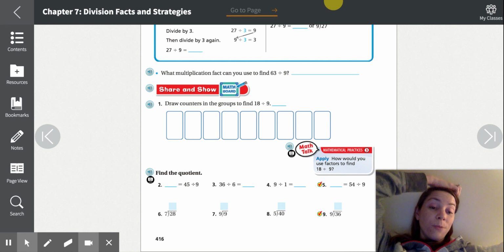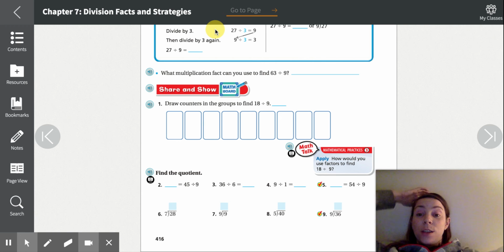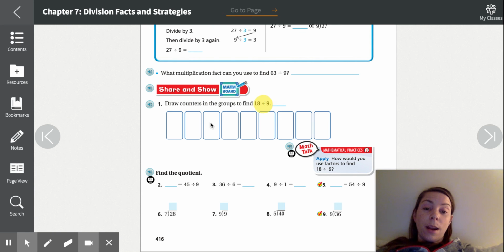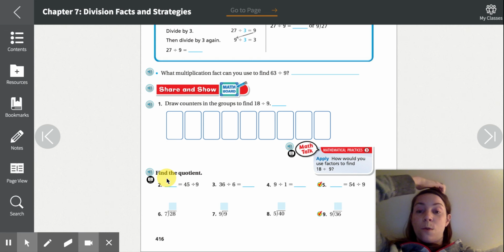So I'm going to read the directions to you first. Number 1 says draw counters in the groups to find 18 divided by 9. So you're going to finish this picture they started by drawing the counters in. And then the next set, they said find the quotients, whatever strategy is good for you. You can find the quotient yourself.